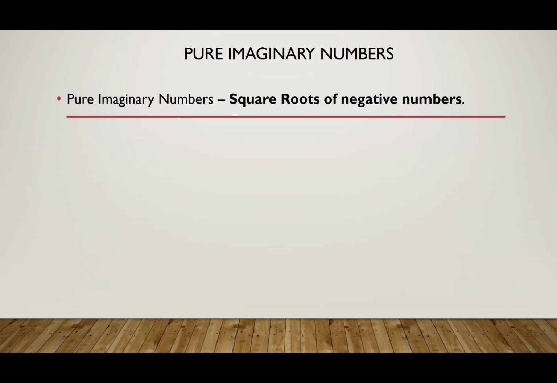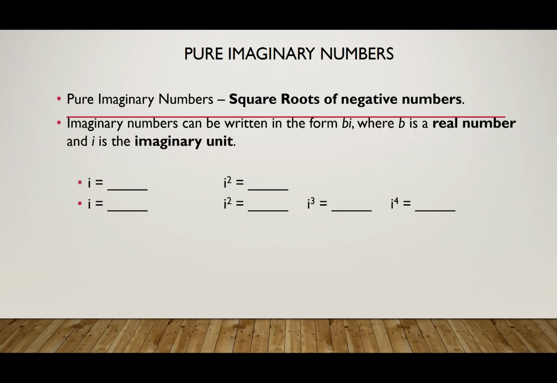Anyway, pure imaginary numbers are square roots of negative numbers. So imaginary numbers can be written in the form bi, where b is a real number and i is the imaginary number. So something like 2i or 3i. These are imaginary numbers. But what is i? Where did that come from all of a sudden?